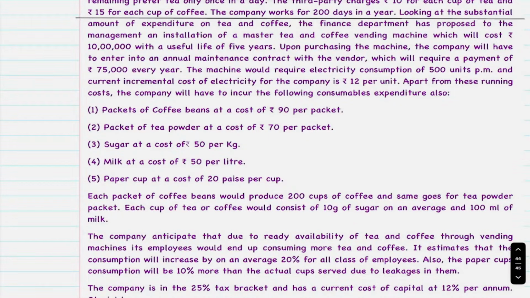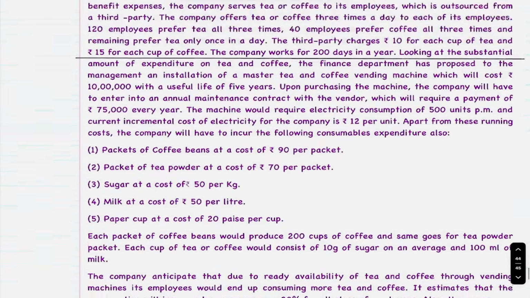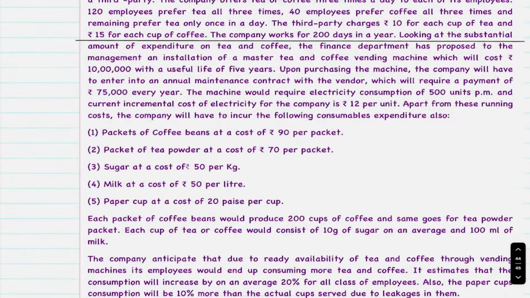That vending machine will be connected to a power connection. That will have a cost. How much cost? 72,000 per annum is electricity charges. Up to here, understood clearly? Next. Please listen carefully. Depreciation is provided on what basis? SLM basis. 10 lakh divided by 5 years means how much? 2 lakh rupees. What is 2 lakh? Depreciation.